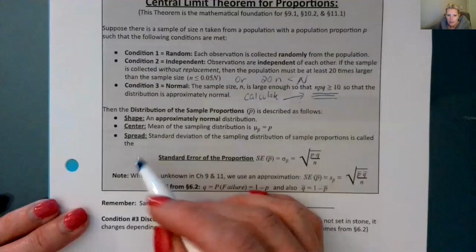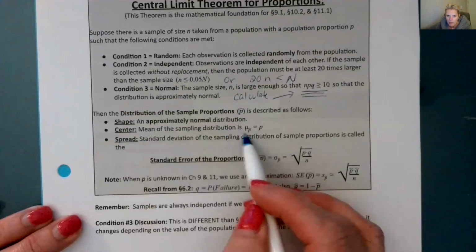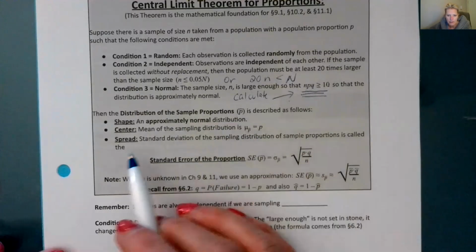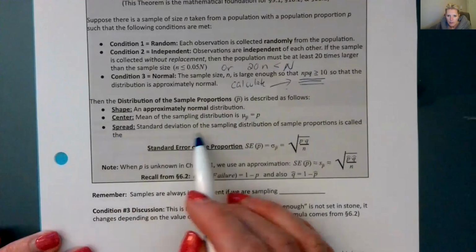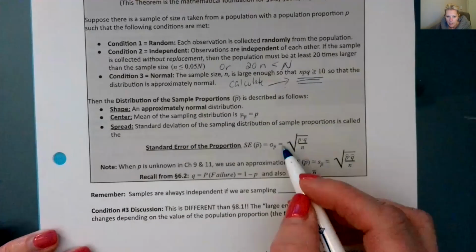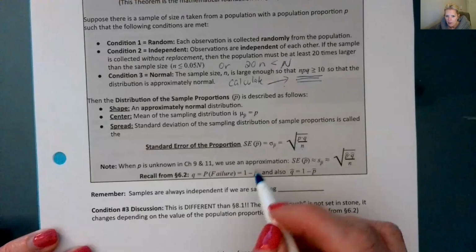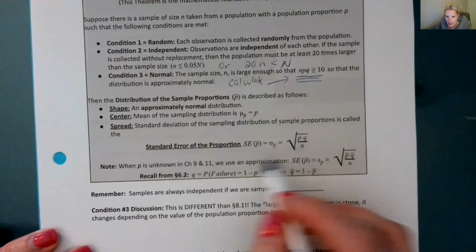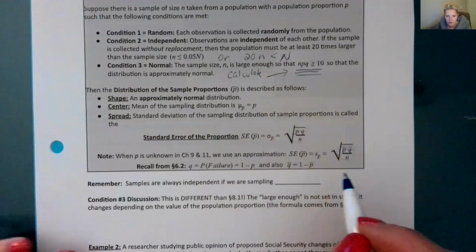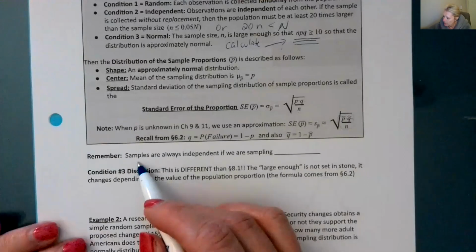Our center is going to be the mean of the p hats, which should be about the same as our population proportion. And our spread is our standard deviation of the sampling distribution, and that should be approximately equal to the square root of p times q divided by n. Okay, remember that p, if we only have sample information, then we're going to use p hat and q hat. Also, remember that samples are always independent if we are sampling with replacement.